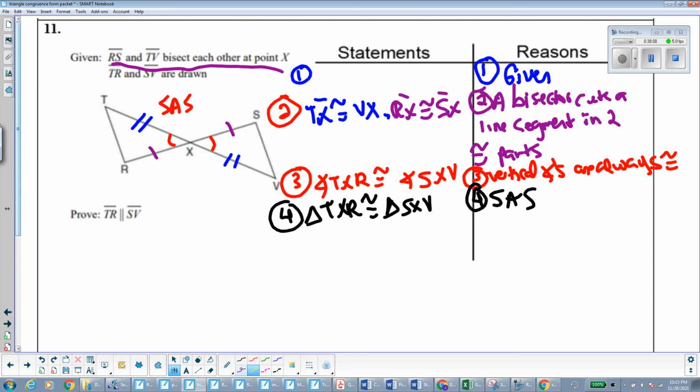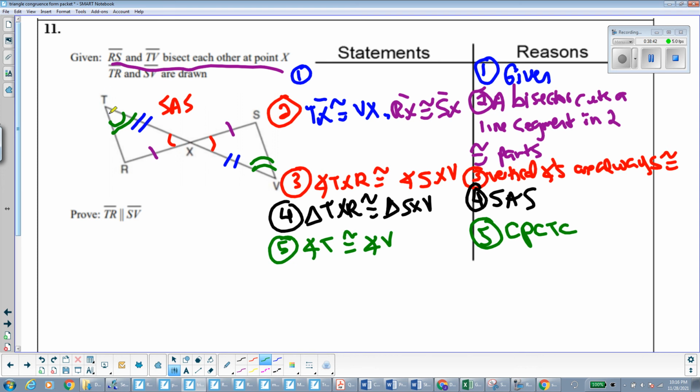Now take a look at this. What if I now say that angle T and angle V are congruent? How would you justify that? You might be thinking, well, angle T is an angle in this triangle, and angle V is an angle in this triangle, and we just proved the two triangles congruent to each other. So that makes angle T congruent to angle V by CPCTC. Remember, anytime after we show two triangles are congruent, any other angles or sides in those two triangles are also congruent to each other. That's what CPCTC means.